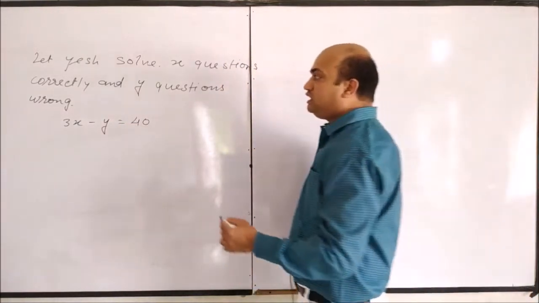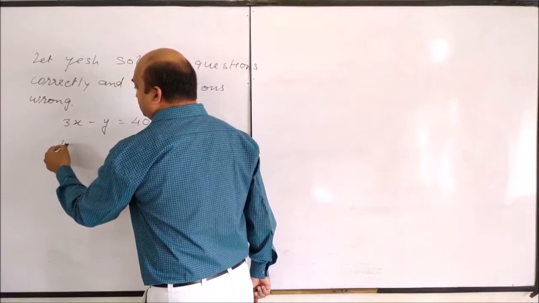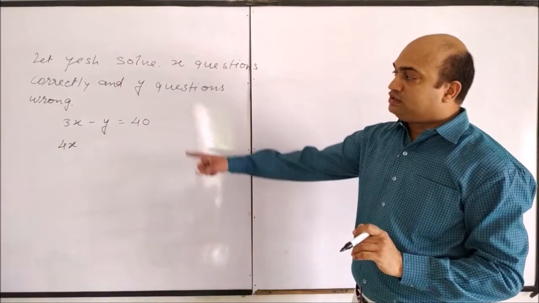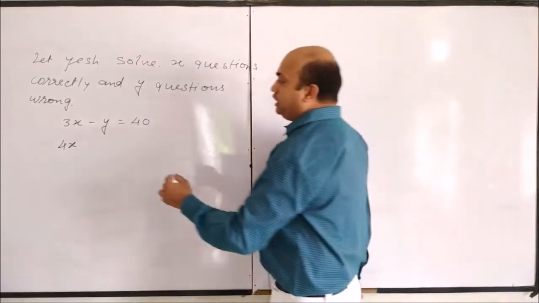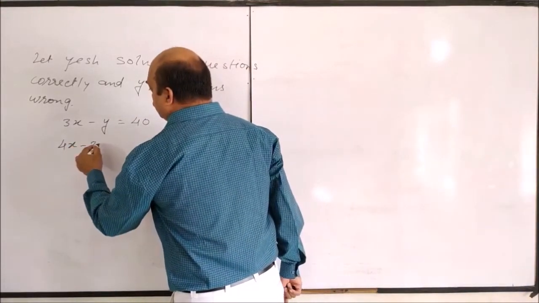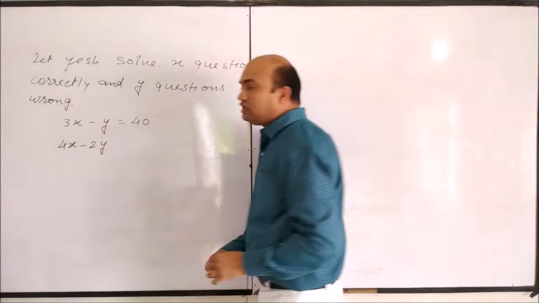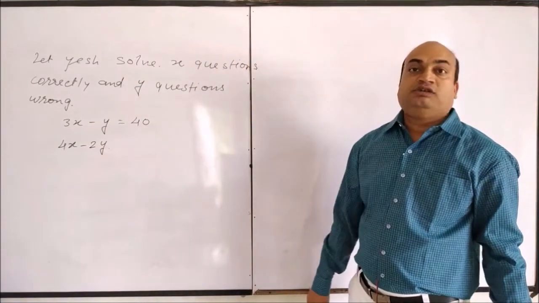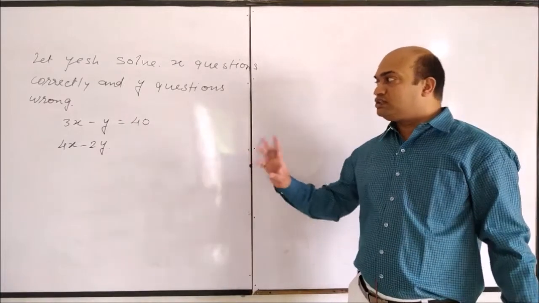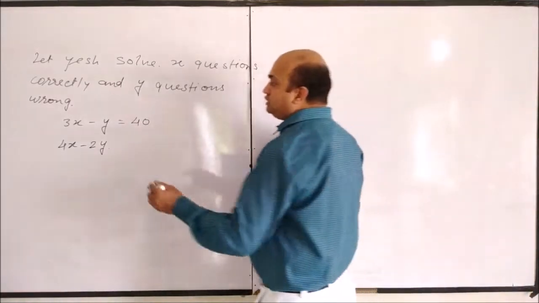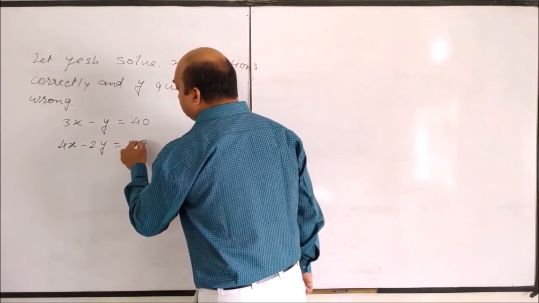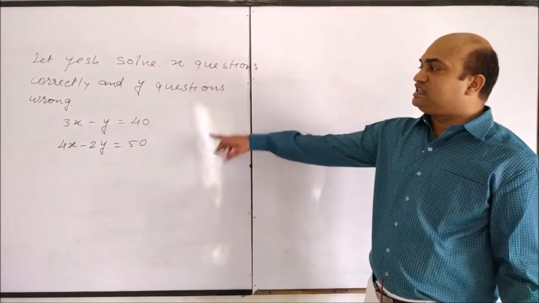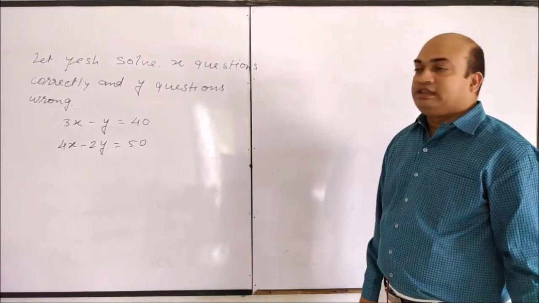In the question it is said that if he receives 4 marks for each correct answer, then total marks will be 4x, and if 2 marks for each wrong answer are deducted, then 2y will be deducted. 4x minus 2y will be his score, that is given here as 50. Now these are the two equations, linear equations.